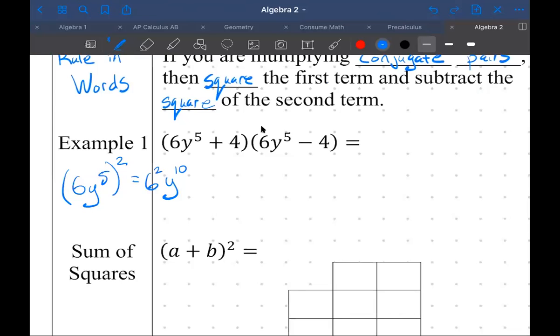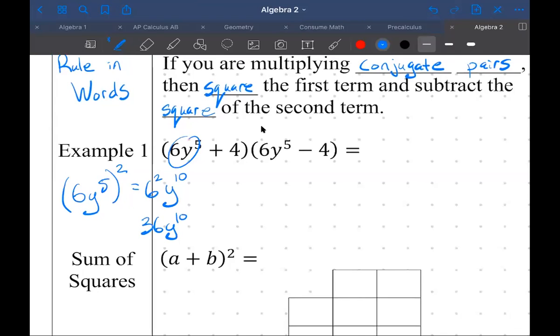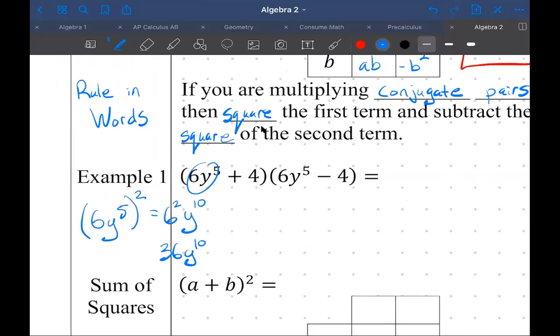And what is 6 to the power of 2, Jose? 36, right? Yep, 36, y to the power of 10. Why am I doing this? Why am I squaring this first term? That's our shortcut in words and in our formula up here. We need to square our first term, and we have that.